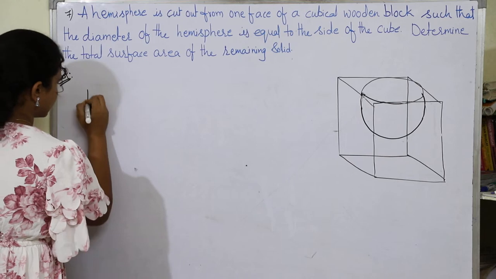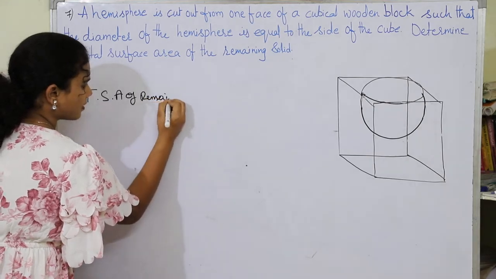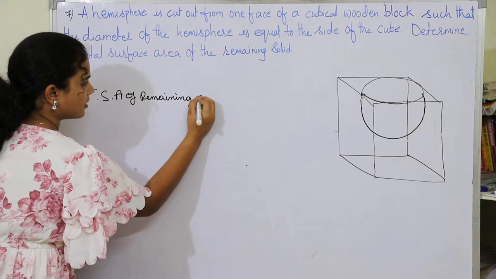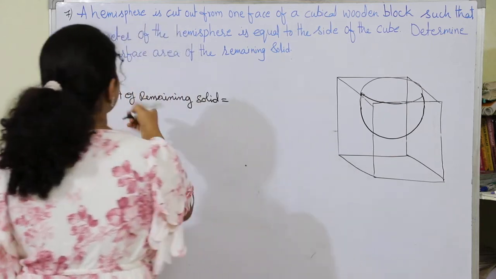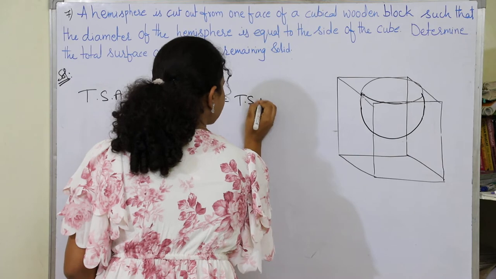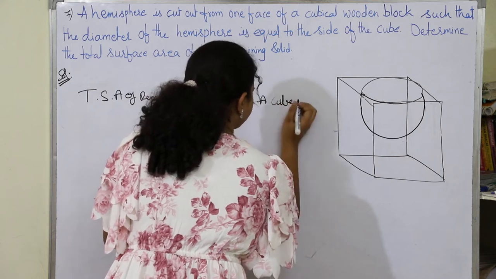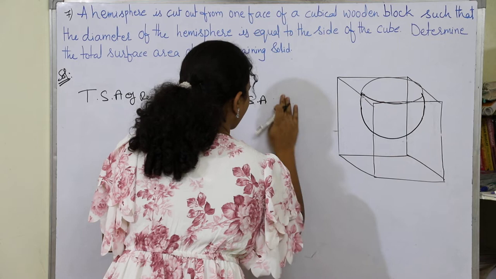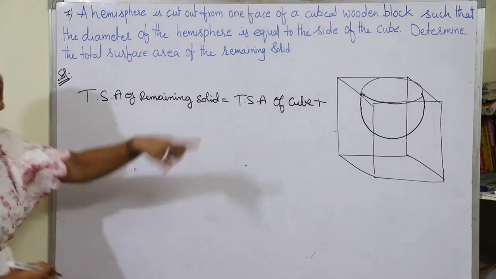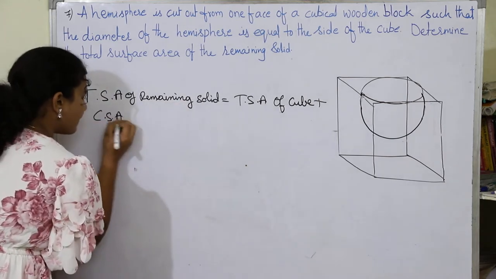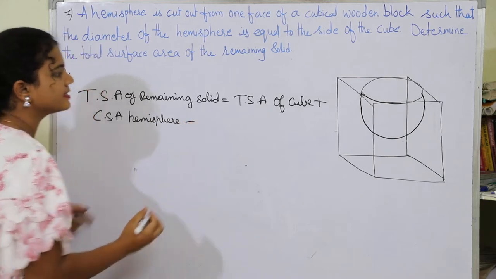Total surface area, let's write it as TSA. So total surface area of the remaining solid equals total surface area of the cube plus the curved surface area, that is CSA, of the hemisphere, minus the area of the circle.